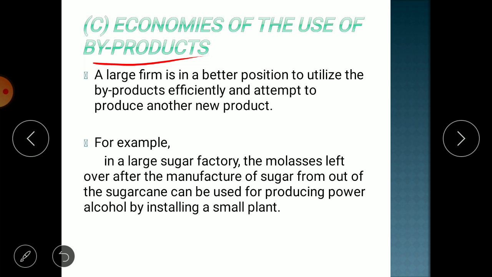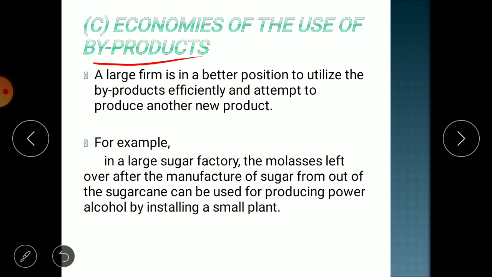For example, in a large sugar factory, the molasses left over after manufacture of sugar from the sugarcane can be used for producing alcohol by installing a small plant. Take an example that you are having a sugar factory. You know very well that sugar is produced from sugarcane, and whatever is left as waste after producing the sugar is known as molasses. From molasses, we can produce paper and we can produce alcohol as well.